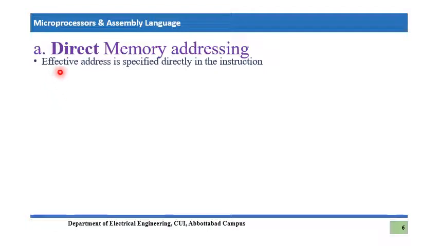So the effective address is specified directly in the instruction. There is no need to look for anything, and no calculation is required. Whatever the effective address is, it will be given directly inside the instruction. For example, this instruction says MOV, which is what we call the mnemonic. BX, this is our destination operand, and that is a register.